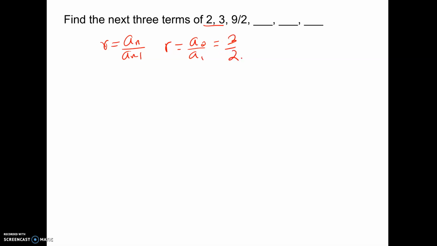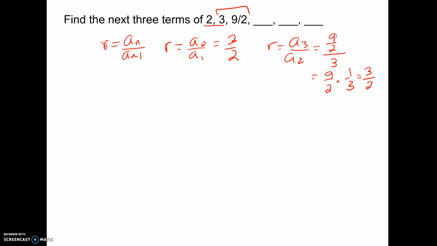Now I don't stop there. I could check the ratio again. Okay, it doesn't matter which 2 terms I use. So now let's say I use these 2. I'm going to check, is the ratio of a sub 3 and a sub 2 the same? Well, 9 halves divided by 3. Well, if I keep, change, flip, I get 3 halves. Or I could just say, oh, well, 3 times 3 halves is still 9 halves. Hey, it's geometric. Okay, it doesn't matter.